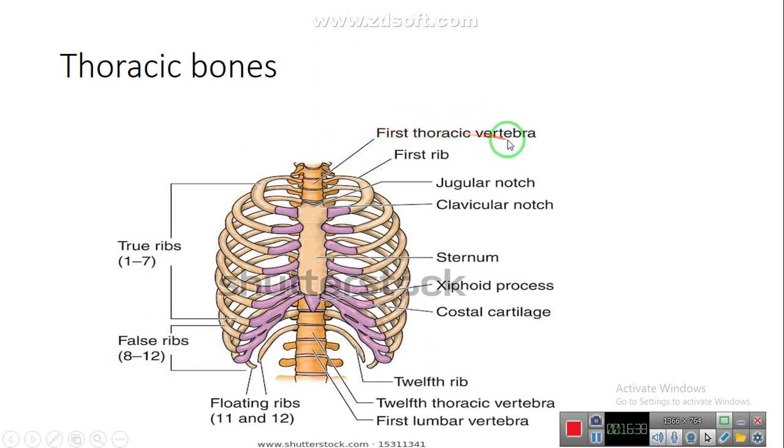Here you can see the first thoracic vertebra, and this is the sternum, xiphoid process, costal cartilage is here, and then the 12th pair of ribs, and then the 12th thoracic vertebra and first lumbar vertebra. So this is the diagrammatic presentation of the thoracic cage.